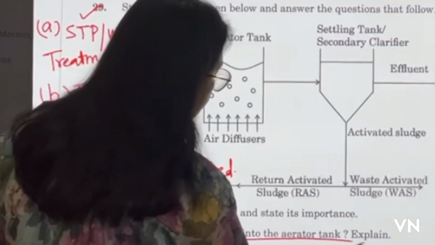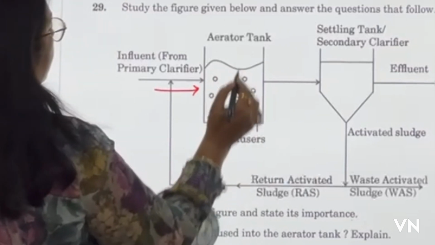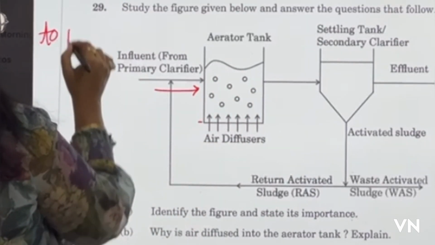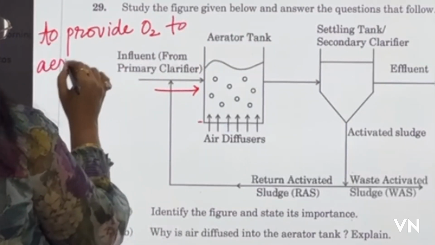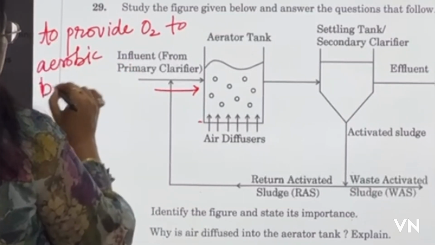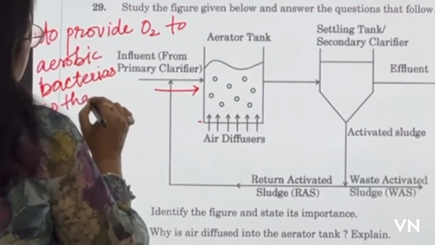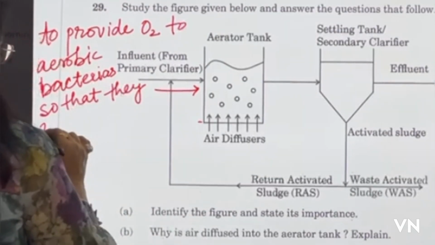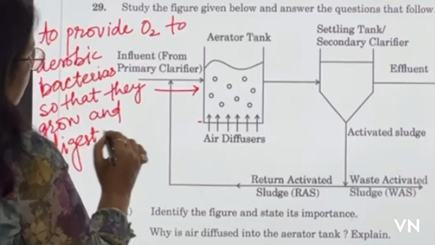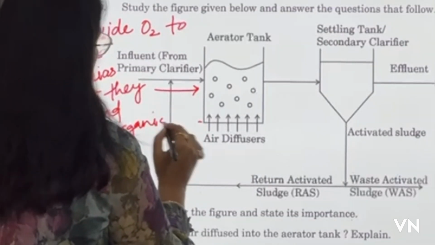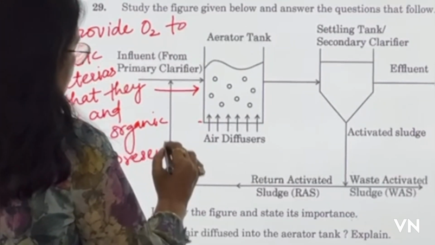Air diffused into the aerator tank. Explain. The air is diffused into the aerator tank to provide oxygen to aerobic bacteria so that they grow and digest organic matter present in the sewage, or organic matter present in wastewater.